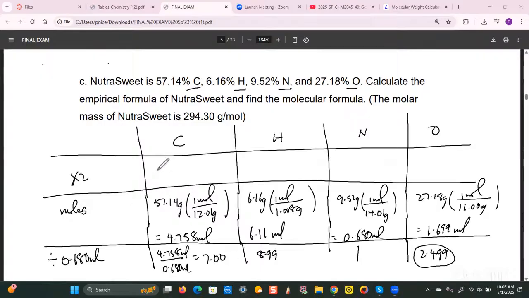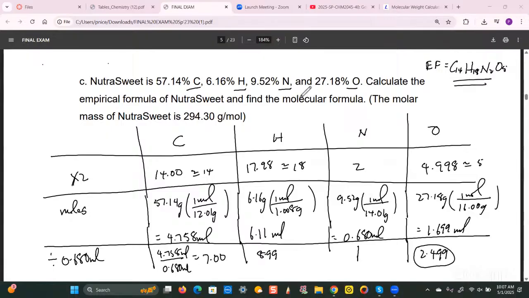So 2 times 7.00 gives you 14.00. 2 times 8.99 is 17.98. This will give you 2, and this will give you 4.998. So now we have some numbers that are close to integers. So this equals 14, this can be approximated to 18, that's 2, and this can be approximated to 5. So the empirical formula is C14H18N2O5.